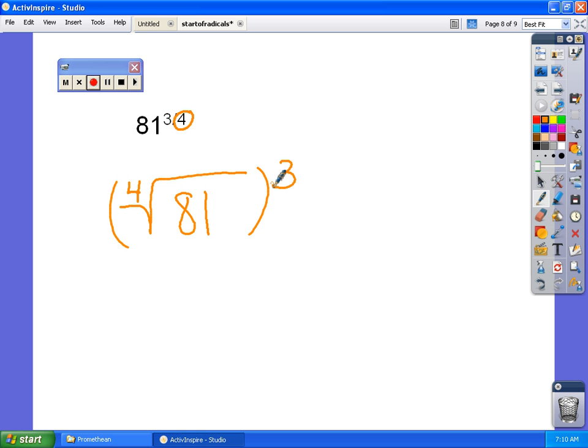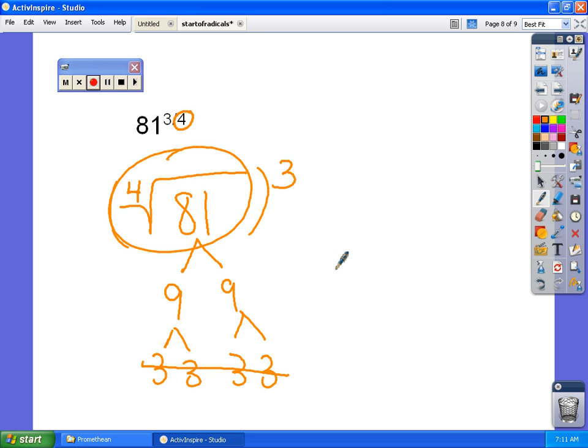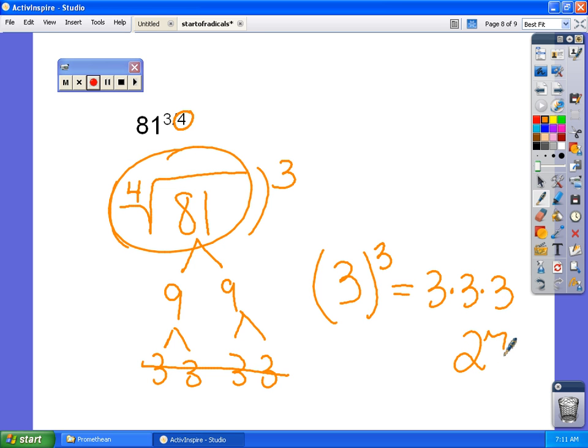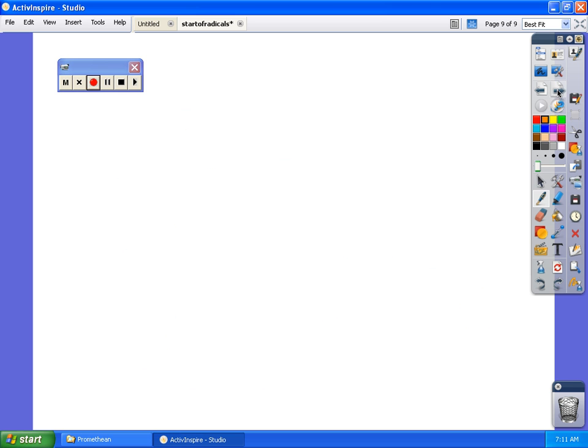Okay, so 4th root means I need 4 of a kind. So 81 is 9 times 9. 9 breaks down to 3 and 3. 3 and 3. I have 4 3s and nothing left over. So the 4th root of 81 is 3. I then need to cube that, which is 3 times 3 times 3, which is 27. Okay, let's look at one more of those.